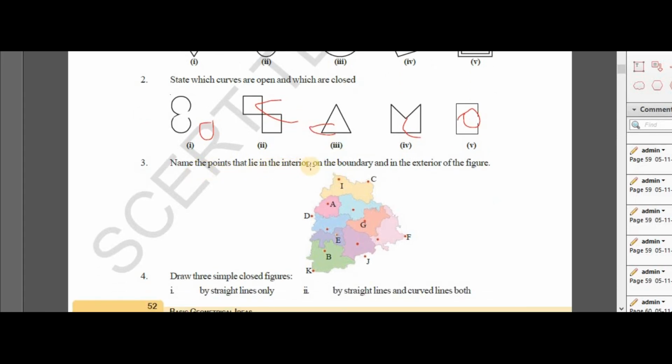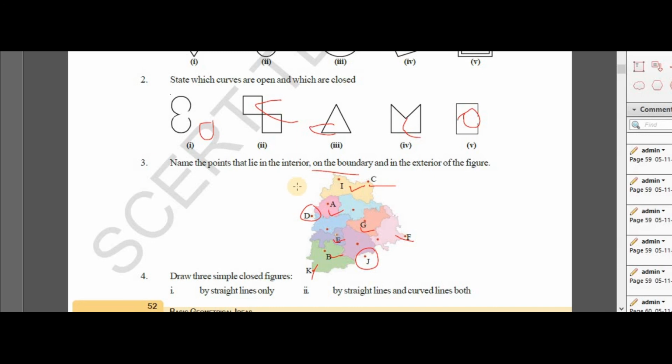Name the points that lie in the interior, on the boundary, and in the exterior. He is asking very clearly. The interior you can easily understand: I, A, G, E, B, R belong to the interior. On the boundary are C, K, F. And the exterior is very clear, that is D, J.